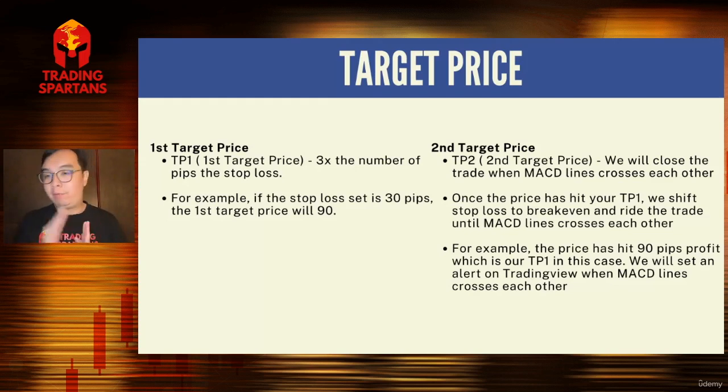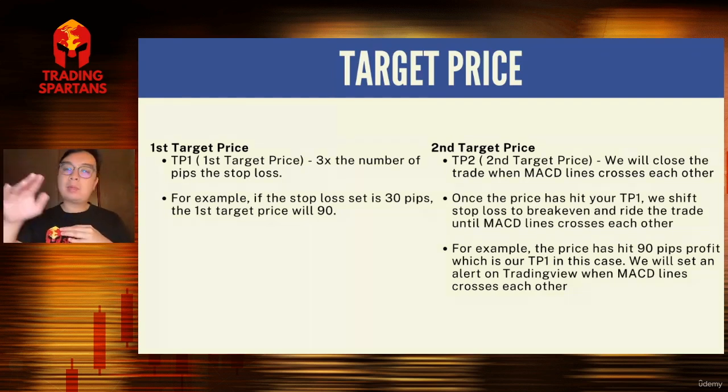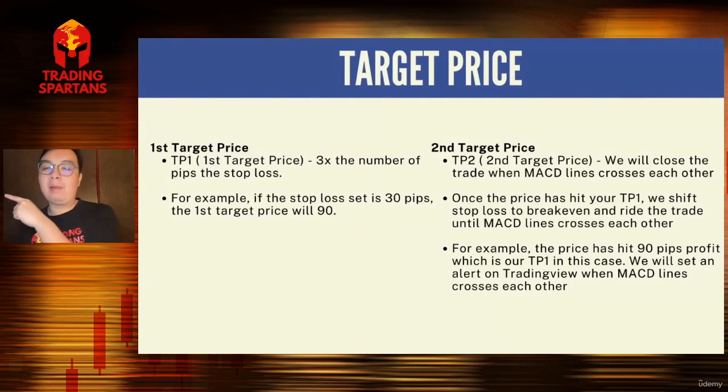So how does this usually happen? Once price hits your first target price, more often than not, I suggest I take 50% of my profit, shift my stop loss to break even, and ride the trade until the MACD lines cross each other. From your entry price to your first target price, it doesn't matter how many times the MACD lines cross each other. What we want is we must hit at least 1:3 first. After that, we will close the next time the MACD lines cross each other.